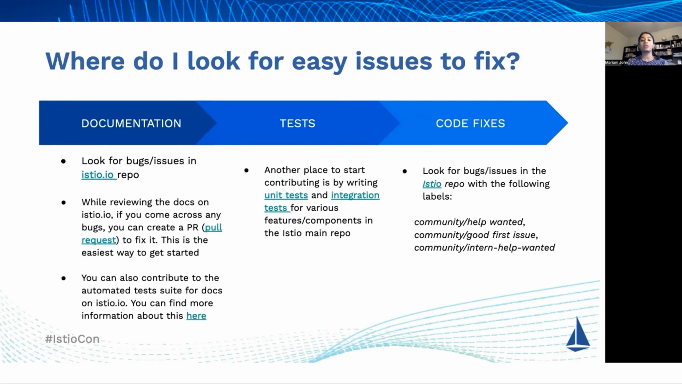In the docs, look for the green checkmark on each page to see which pages are tested, and you can help write automated tests for these pages that are not tested. The istio.io repo has instructions on how you can write automated tests to test pages.